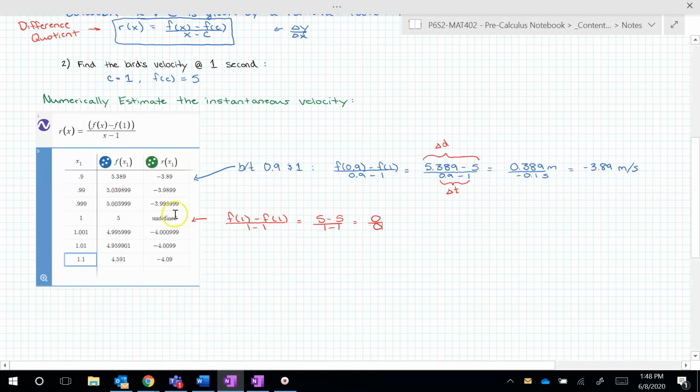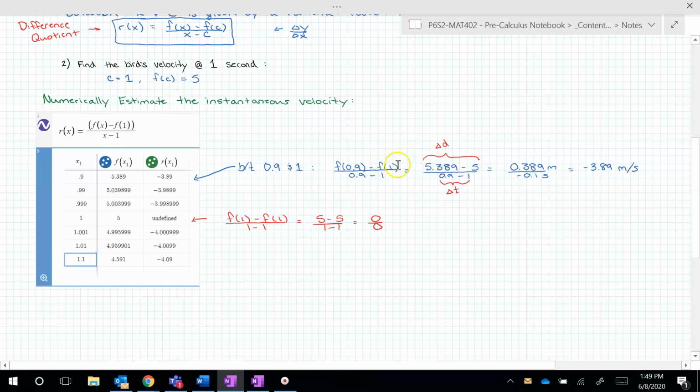So I brought that difference quotient over here, and I did a little writing here because I just wanted to illustrate one time what's going on here in this table. Because what this difference quotient is finding is the change in y over change in x between some changing point and 1. So for this negative 3.89, that's going between 0.9 and 1. What's my y value at 0.9? How high up in the air is this bird 0.9 seconds after it left? It's at 5.389 meters off the ground.